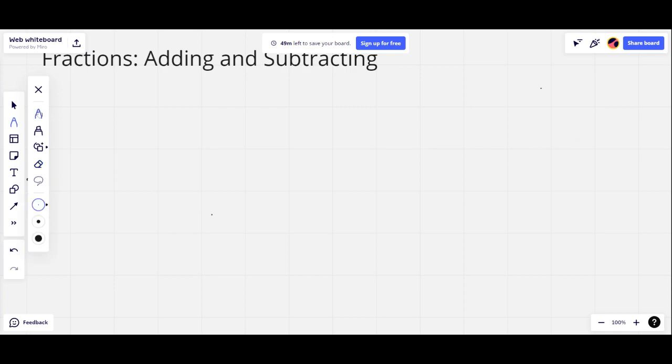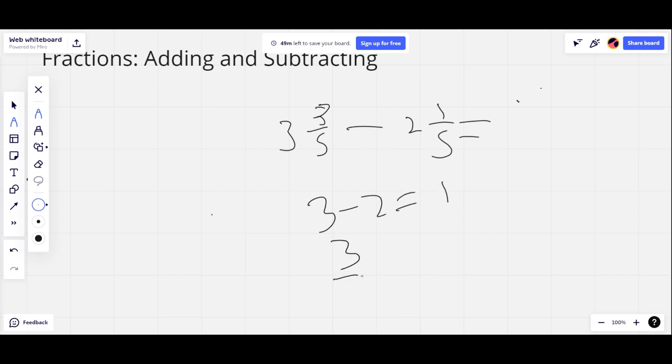When you are subtracting though, 3 3/5 take away 2 1/5. If the denominators are the same, then you can do it like that. Then you can do 3 take away 2 equals 1, and 3/5 take away 1/5 equals 2/5. So the answer is 1 2/5.